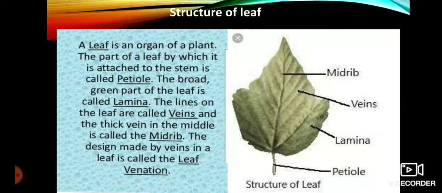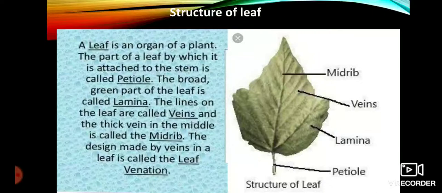The part of a leaf by which it is attached to the stem is called petiole. The broad green part of the leaf is called lamina. Can you identify these parts of the leaves in plants around you? Do all the leaves have petioles? Yes, they may be having it.